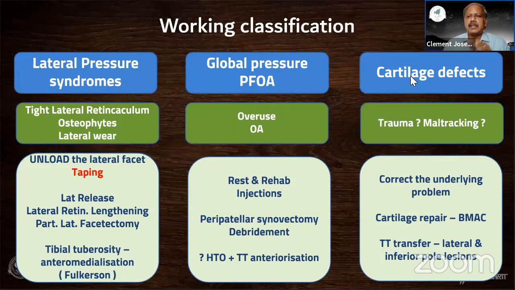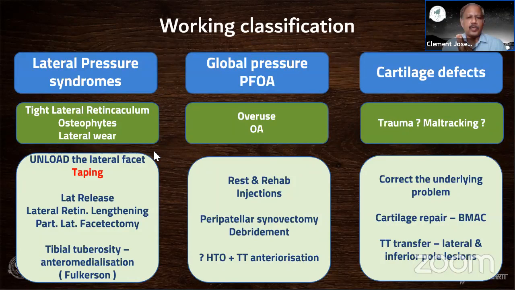Let's go to this lateral pressure syndrome. Usually it is produced by a tight lateral retinaculum. It can be characterized by the presence of lateral osteophytes and lateral wear of the patellofemoral joint. Basically, in these conditions, you may want to unload the lateral facet. A lot of times, taping can improve the pain, and it will also indicate how much improvement the patient is going to have following surgical procedures for the lateral pressure syndromes, which are typically lateral release, lateral retinacular lengthening, and partial lateral facetectomy. In young patients with significant pain, you can also add a tibial tuberosity anteromedialization as described by Fulkerson.